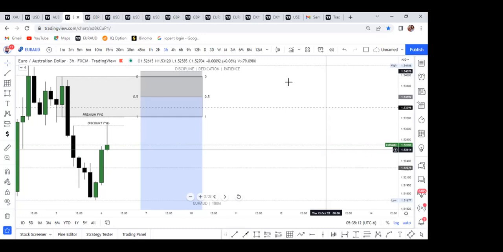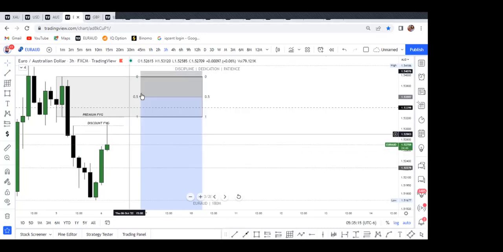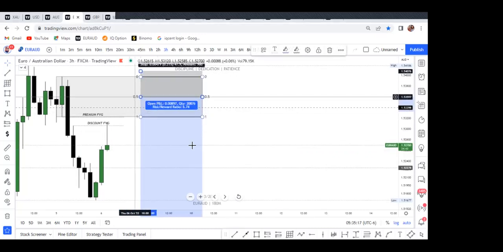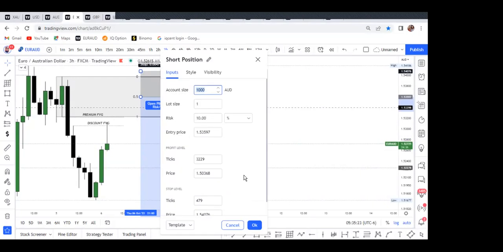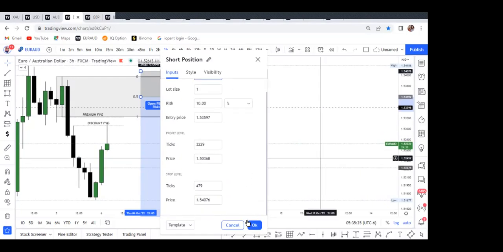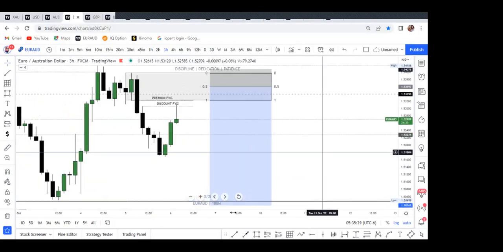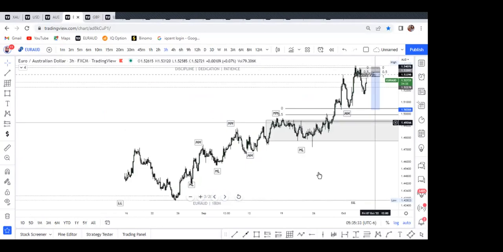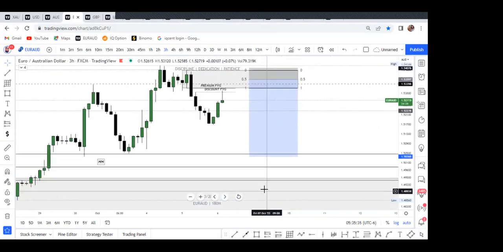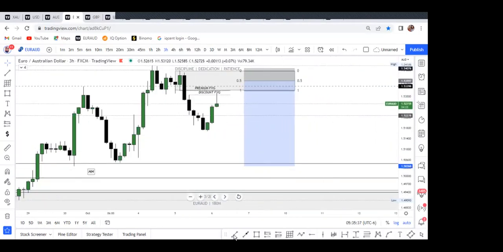So guys, this is going to be my best entry. And you can see the stop, in as much as I refine, 47 pip stop. This particular pair is extremely volatile. Now, where is my target? I'll target this low just by this fair value gap.